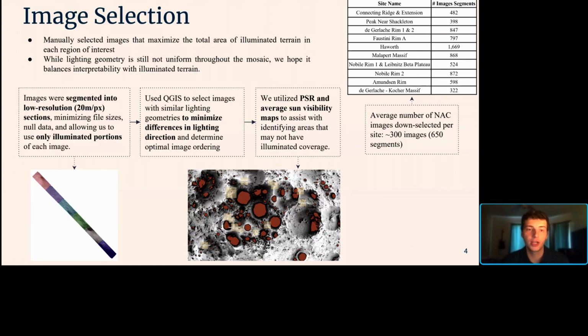We used QGIS to select similar lighting geometries via subsolar longitude to minimize differences in lighting direction and determine the optimal image ordering. And then we used PSR and average sun visibility maps to assist with identifying areas that may not have had illuminated coverage or available data. The average number of NAC images used per mosaic were about 300, which turned into about 650 image segments. Next slide, please.